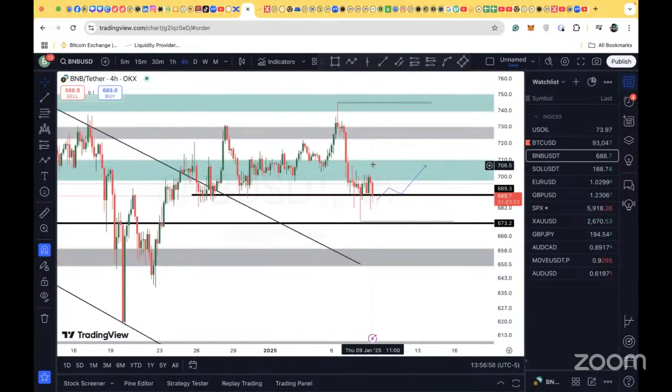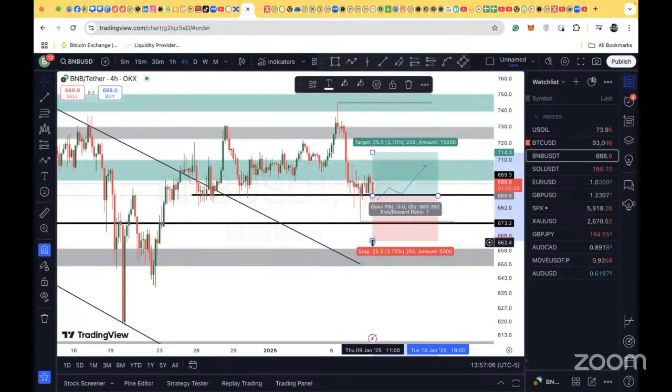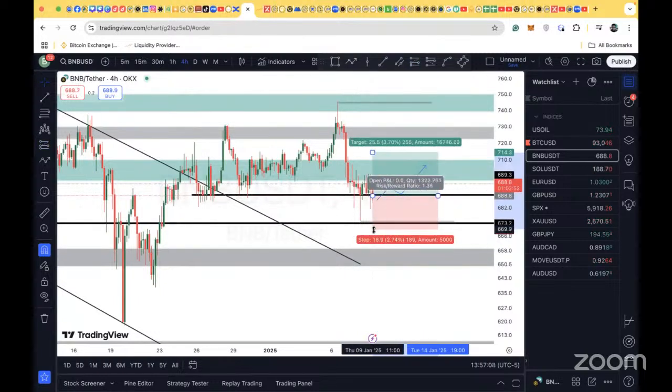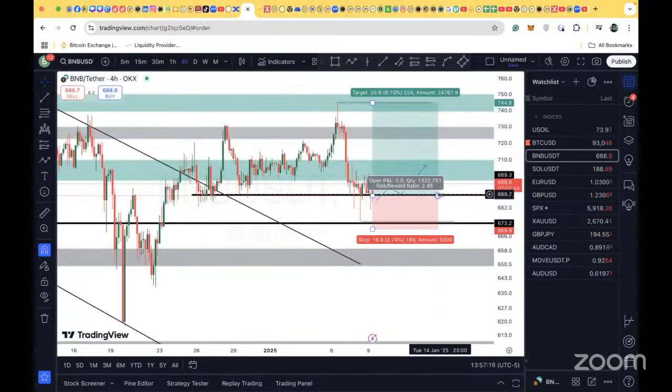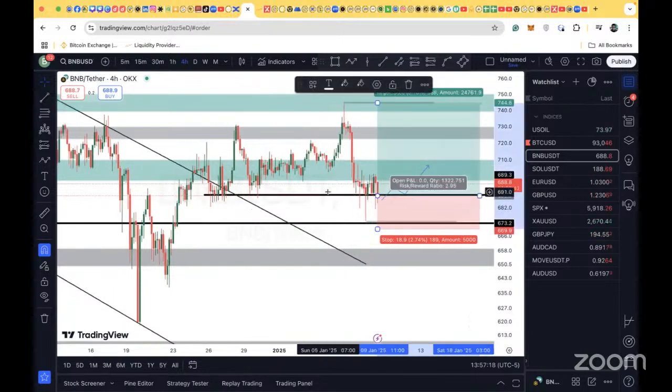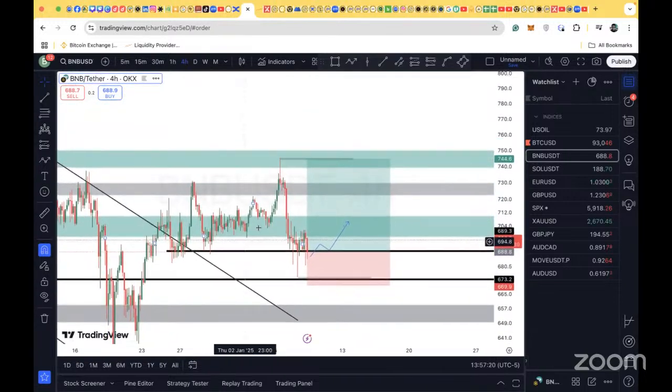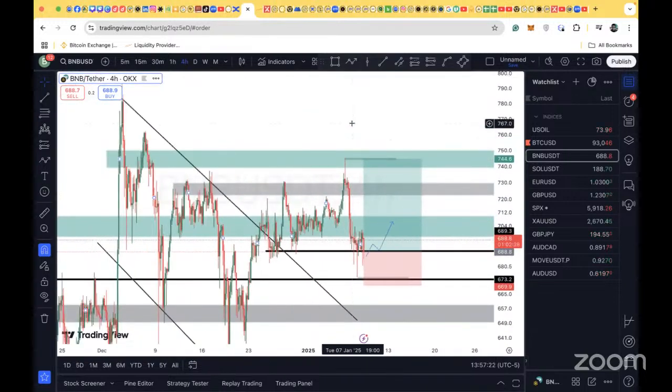So that is all we have on BNB. I think it's a very risky trade. If you enter this trade right now, your stop loss is here, 669, and your take profit is arguably here. Well, it's a risky trade. It's going to take a long time for this to happen. Perhaps it depends on Bitcoin, I would say.